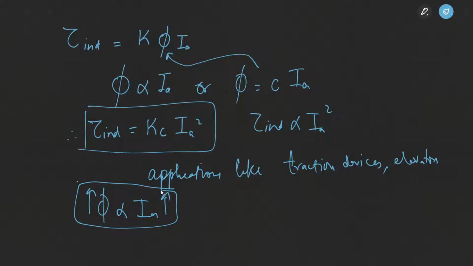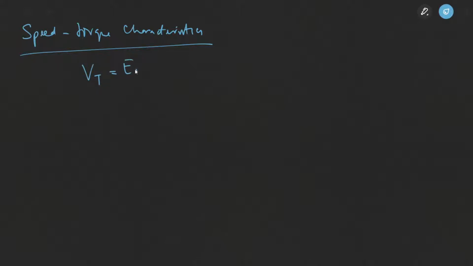Now let's see the terminal characteristics of a DC series motor, that's the speed torque characteristics. To understand this better, we'll first of all derive the speed equation of a DC series motor. We know now Vt is equal to EA plus IA into (RA plus RF).